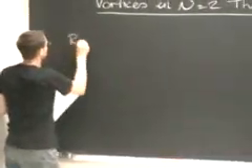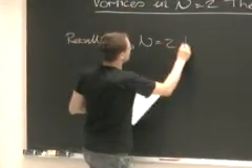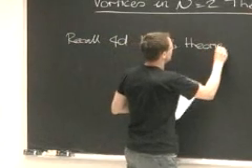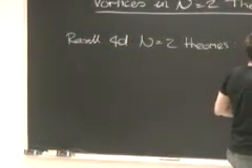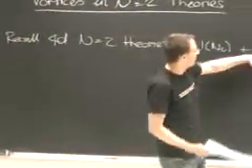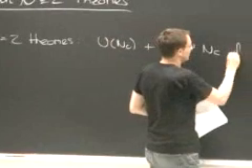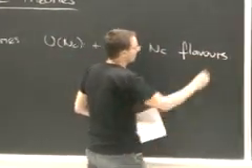Okay, so let me just recall for the N equals 2 theories, I'll take a U(N_C) gauge theory plus a number of fundamental flavors. And as I mentioned yesterday, I'll take the number of fundamental flavors equal to the number of colors.